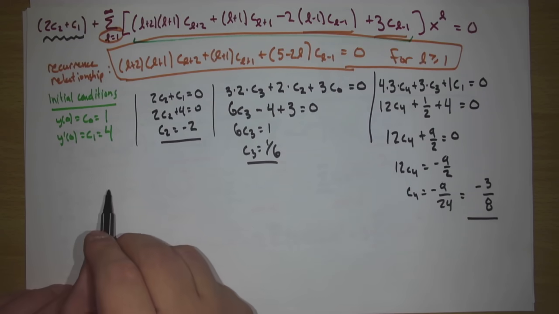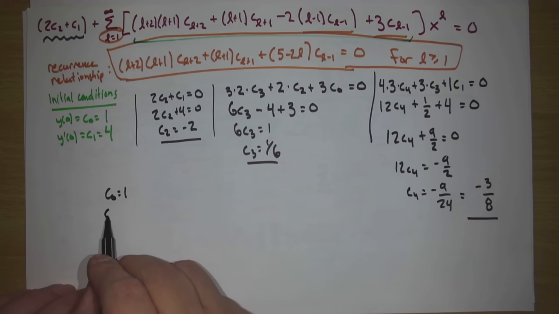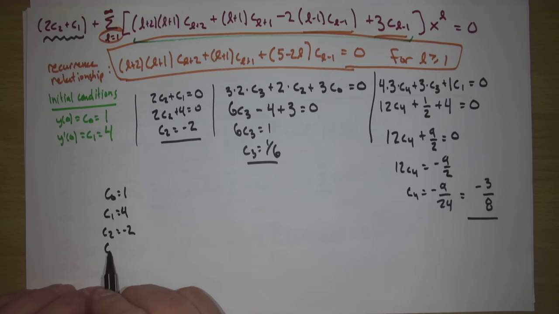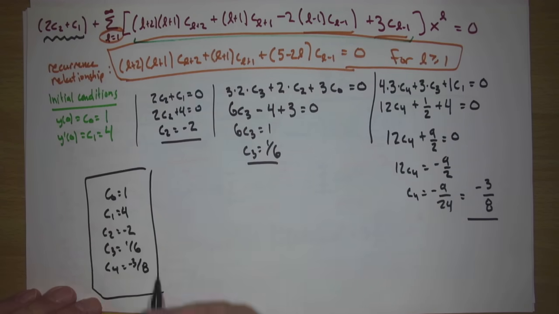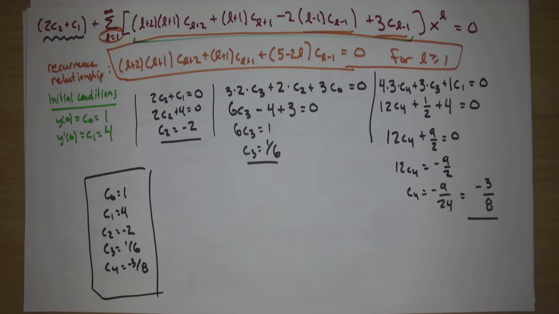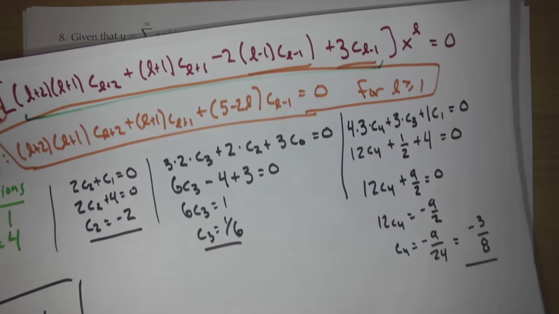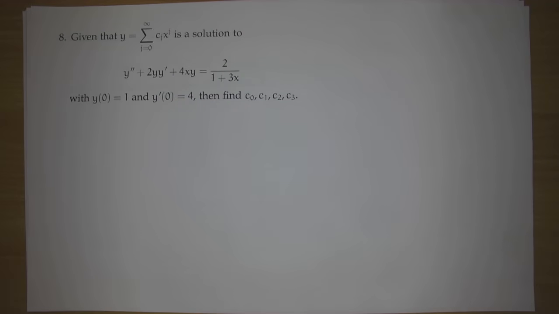So our answer: C0 is 1, C1 is 4, C2 is negative 2, C3 is 1 over 6, C4 is negative 3 over 8. Whew. Good. The process is not bad. It's just be careful. Don't rush. You'll be all right. All right, shall we try another problem? Haha, too bad, we're doing it anyways.